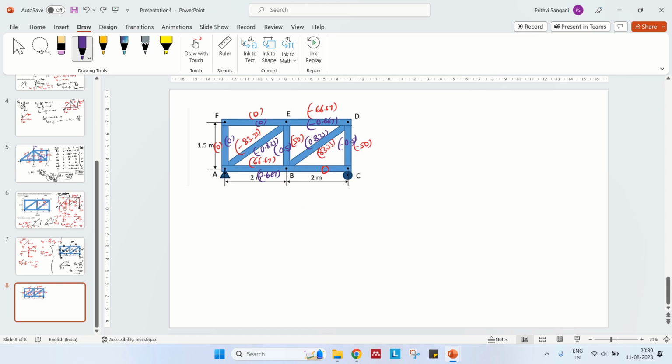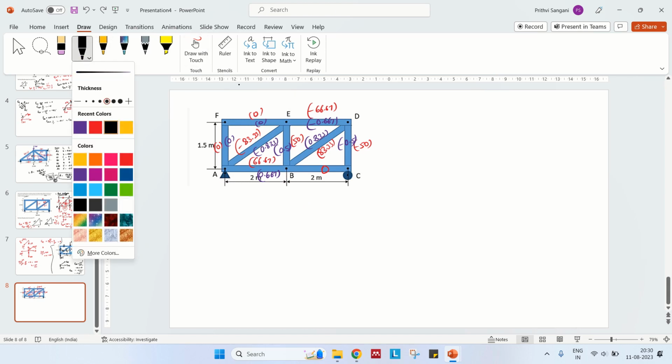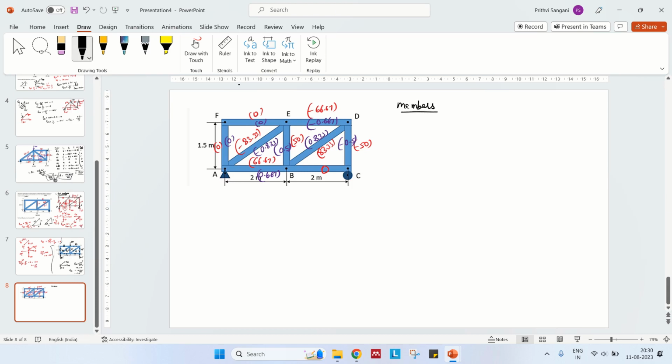Okay. So again, you write a tabular column. You have member numbers, length, internal forces due to the unit load of 1 kilonewton, and internal forces due to the external loads, and P, U, and L. So what are the members? Let us write down the members: AB, BC, CD, DE, BE, BD, AE, EF, and AF. So how many members? Did I miss anything?